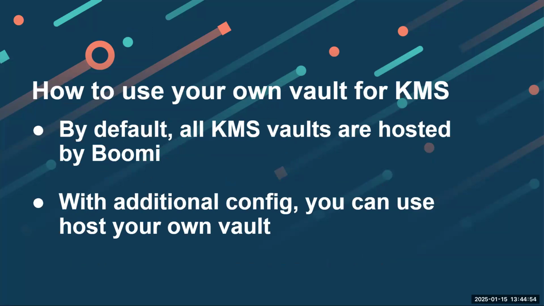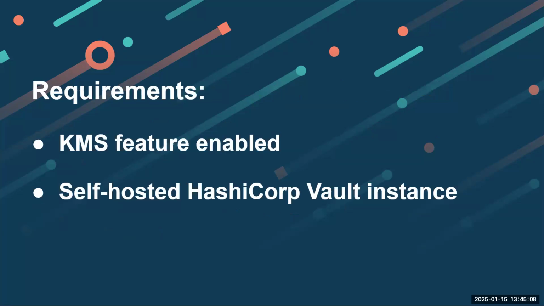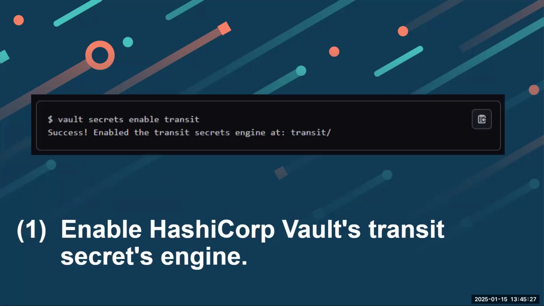So if you have the feature enabled and you want to use your own vault, it requires additional configuration. By default, all KMS vaults are hosted by Boomi, but if you want to set up some additional config, you can actually use a vault instance that you host yourself on your own servers. The requirements for this are, of course, just having the KMS feature enabled and also having your own self-hosted HashiCorp Vault instance set up. The HashiCorp Vault is a third-party product that you'll have to set up and configure yourself. You can check with HashiCorp's documentation if you need further help on doing that.